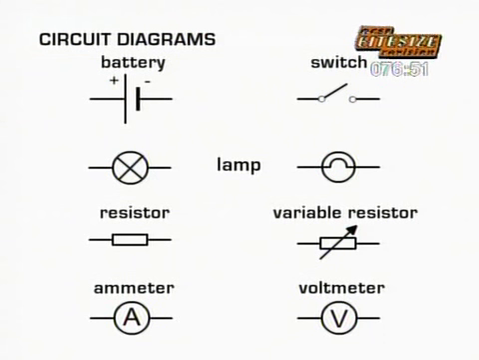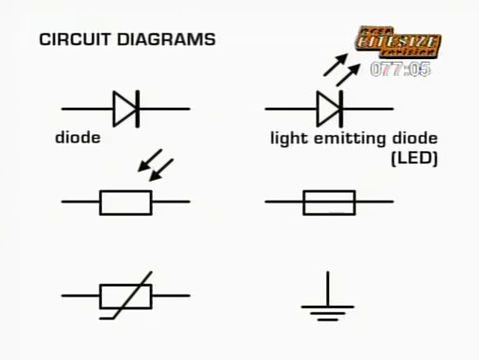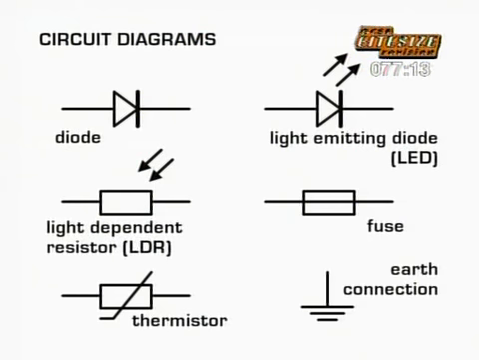In the Foundation Physics programme, we looked at the symbols for the basic components of circuit diagrams. For the higher tier, you need to know a few more: a diode, a light-emitting diode, a light-dependent resistor, a fuse, a thermistor, and an earth connection.